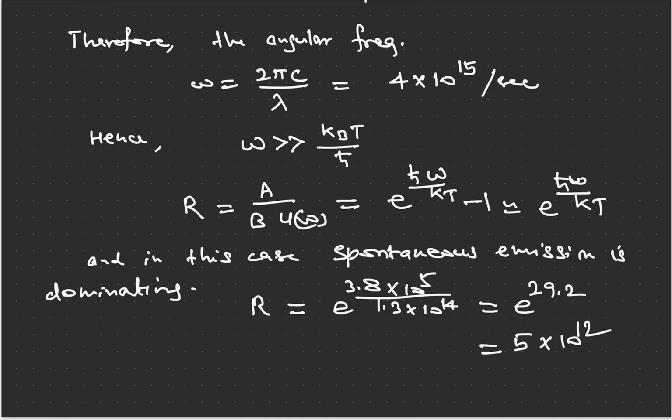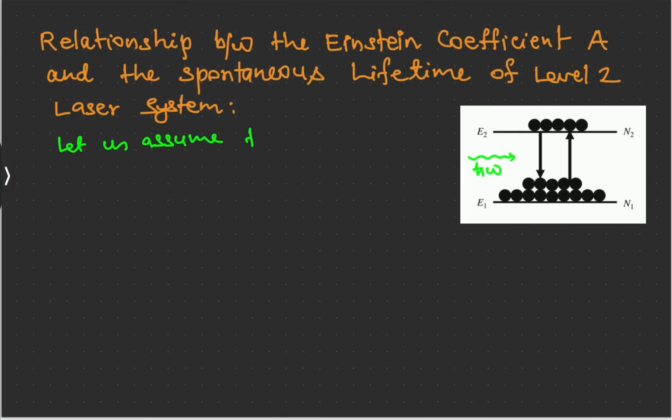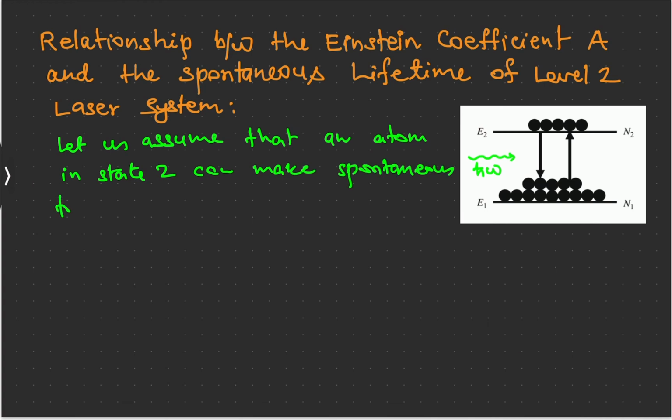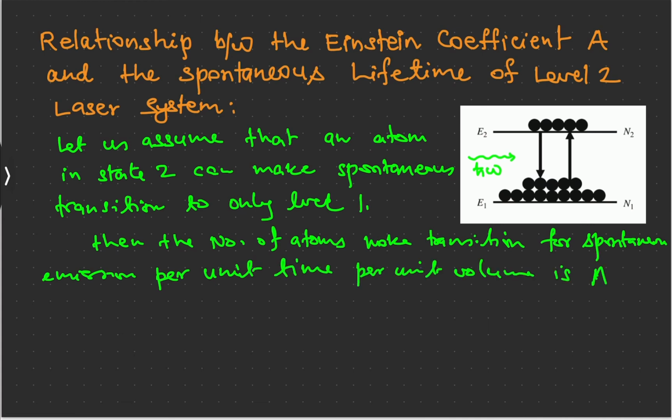Now we will derive the relationship between the Einstein coefficient A and the spontaneous lifetime of the level 2 laser system. To derive this relationship, let us consider two states of an atom with energies E1 and E2 with corresponding population densities N1 and N2 respectively. An atom in state 2 can make a spontaneous transition to only level 1. Then the number of atoms making the transition for spontaneous emission per unit time per unit volume is A21 N2.